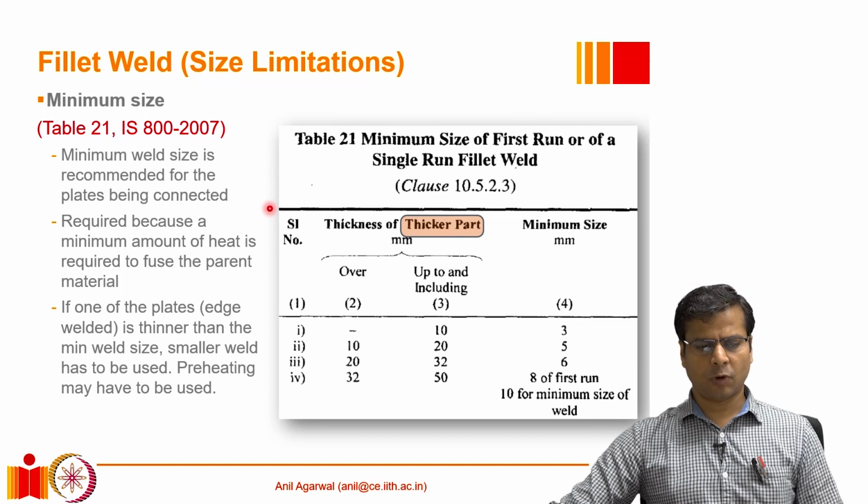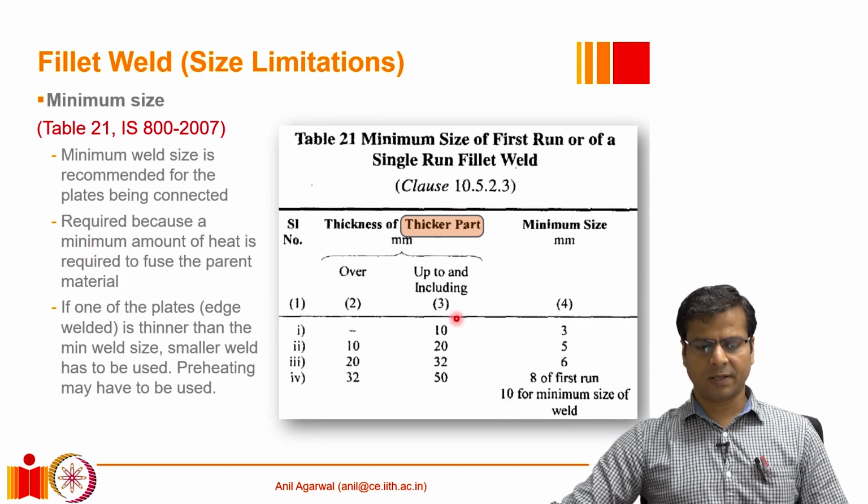Now, as we had seen, for partial joint penetration groove welds, there was a prescribed minimum weld size as per the American code and also as per the Indian codes. So similar provisions also exist for the fillet welds. For the fillet welds, the Indian code IS 800 has this Table number 21, which specifies the minimum weld size for the first run basically. So if the weld requires several runs, then the first run has to be of a particular size, and the total weld size also has to be limited by a certain number. At least that size should be provided.